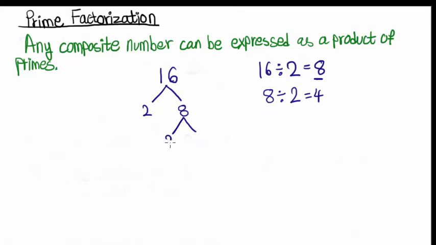So I get 2 times 4 equaling 8. Now again, 2 is a prime number. So that's it for this branch over here. I need to do one more branch to figure out all the prime factors for the number 4.